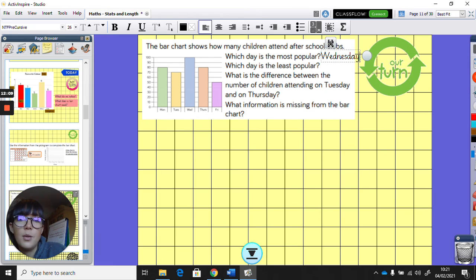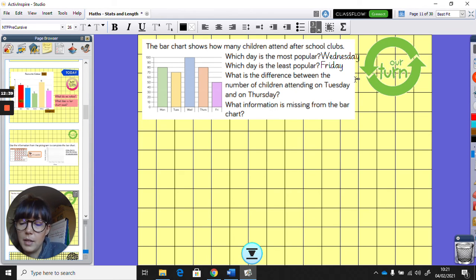In a question like that, you have to remember you're answering the question. They've asked what day, you need to write down a day, okay? You can't write down 100 because that's not the day, is it? 100 is not a day. Which day is the least popular? So the fewest amount of children went on which day? If you look at the bars closely, you can see that Friday only had 50 children. So Friday was the shortest bar, so therefore it's the least popular day.